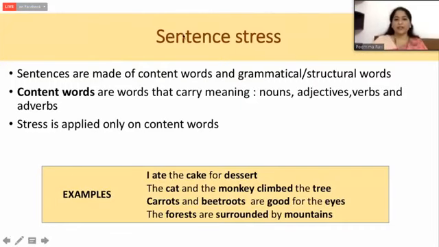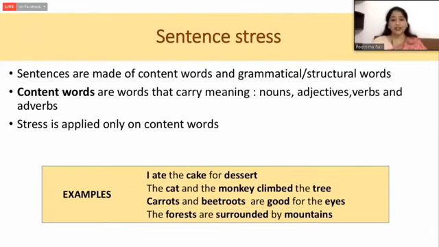We know that word stress is usually based on how we do the syllabification and the form of it, whether it's a noun or verb or adjective. Stress can also be applied to sentences. Now, if you look at sentences, they are made of content words or grammatical or structural words. What are content words? Content words are words that carry meaning, such as nouns, adjectives, verbs, adverbs. So stress is applied to these words.